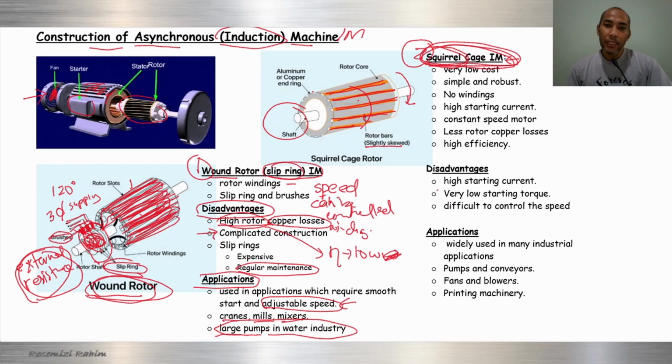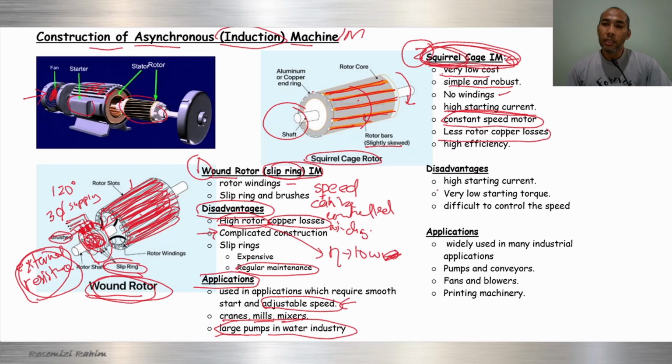Okay, we can see that the design is very low cost, simple and robust compared to wound rotor. Wound rotor has copper winding, three-phase supply, brushes, and slip rings. So the squirrel cage is cheaper. There is no winding. High starting current, not high starting torque. High starting current, constant speed motor. So they cannot be controlled.